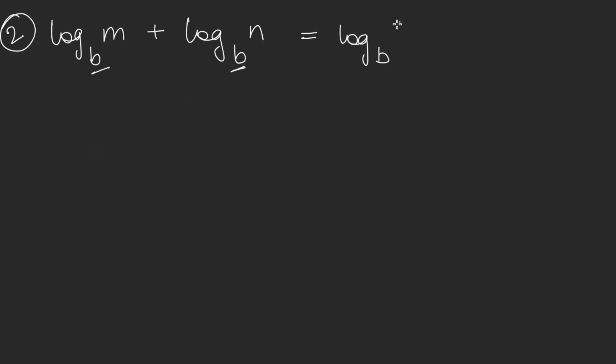So let's go with the first rule. If I have any two logs, so log base b of m plus log base b of n, both with the same base, they can be written in the form log base b of m into n. So m and n get multiplied here. So this is our first rule, also called the product rule.